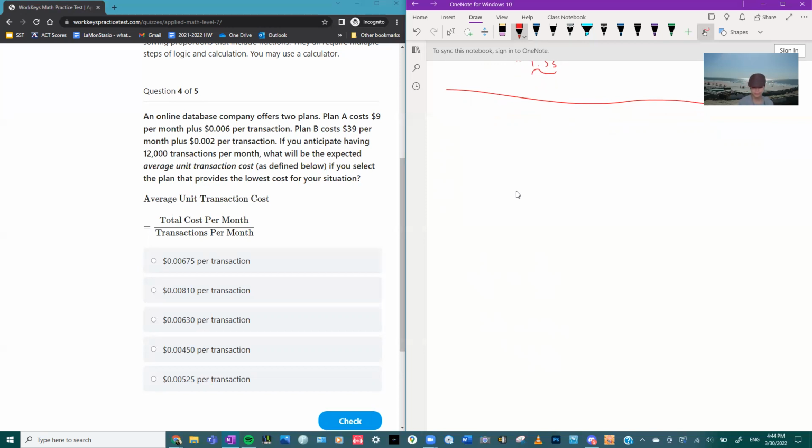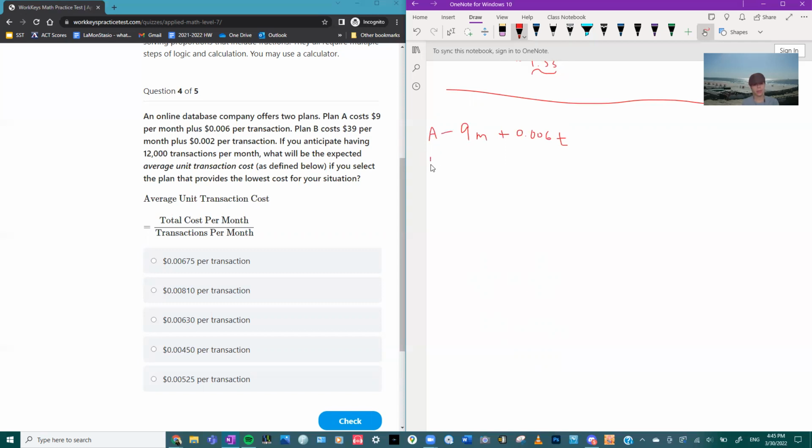All right, this one I think is the hardest one when I was looking at these, but it's still doable if you've taken algebra, which hopefully you have by the time you take this test. All right, there's an online database company that has two plans. Plan A is $9 per month. So we can say 9M, multiplied by every month, plus $0.006 per transaction. So we'll just say T. All right, that's plan A.